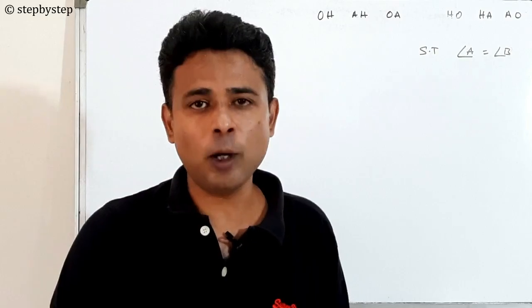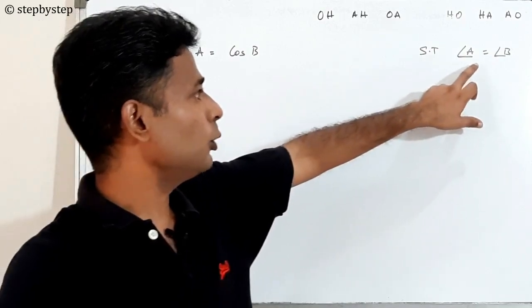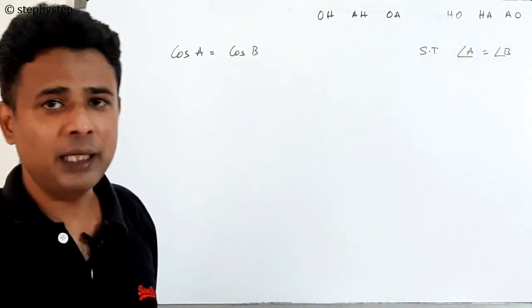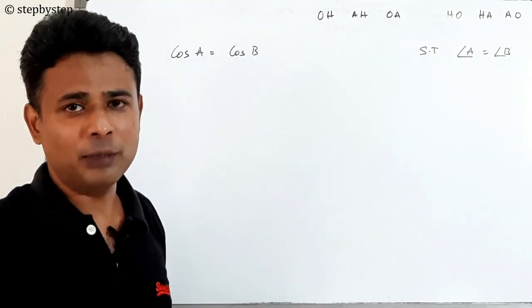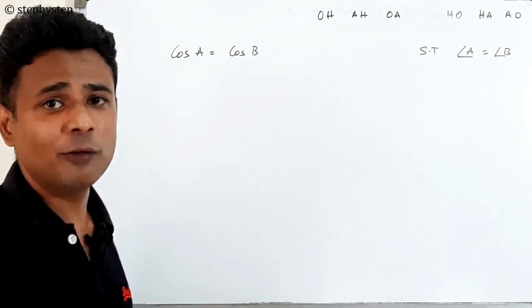Alright guys, now the fifth problem in your insert. They have said cos A equals cos B and they have asked you to show that angle A equals angle B. This is a very tricky problem. Please remember how to solve it. You'll have to use similarity for solving this problem.